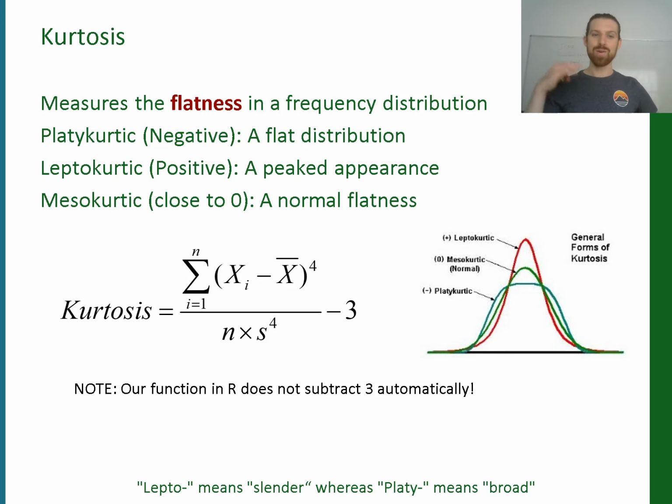Okay, final metric now. We're almost done, we're on the home straight. So kurtosis, this measures the flatness in a frequency distribution, okay? So we've got three distributions over here.